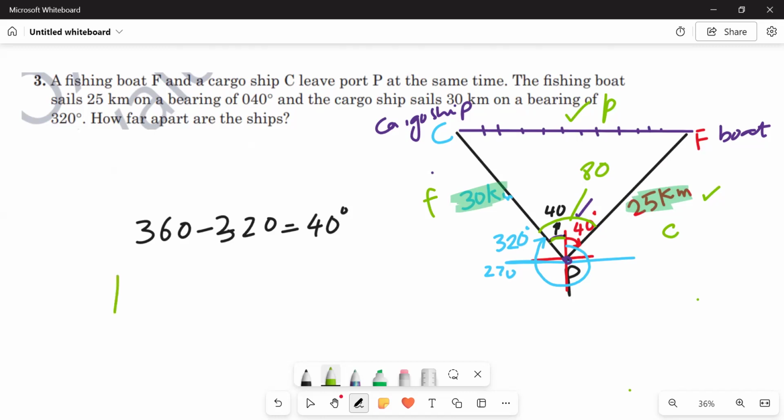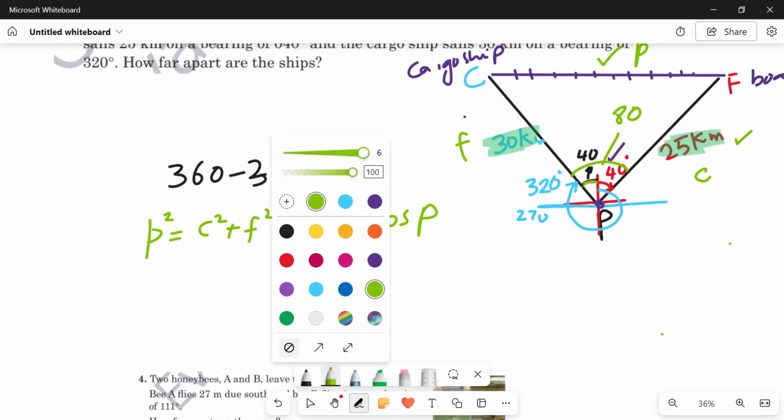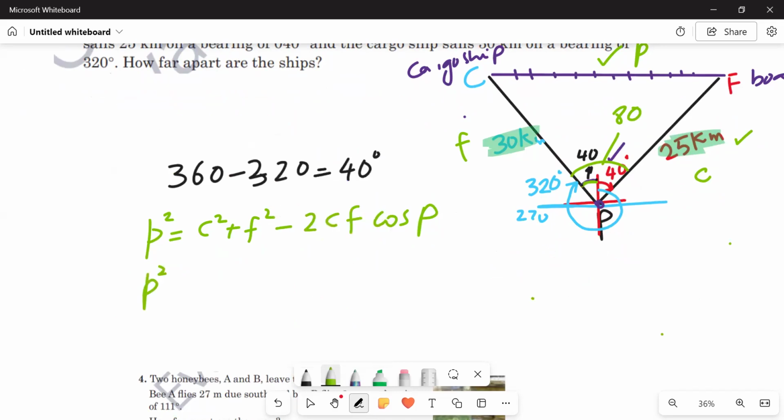Then p squared is equal to c squared plus f squared minus 2cf cos P. So what are the values of all these lengths? We have to find p. The c value is 25 squared, the f value is 30 squared, minus 2 times 25 times 30 times cos 80. Use your calculator and find this value.